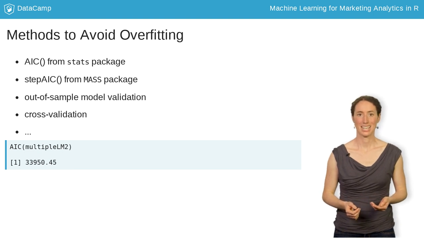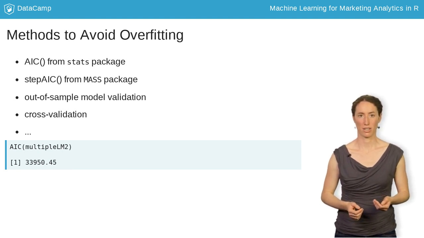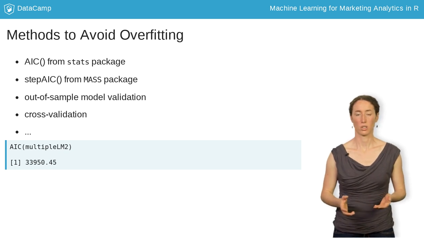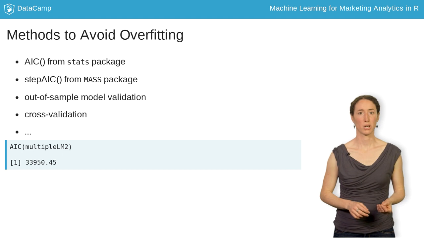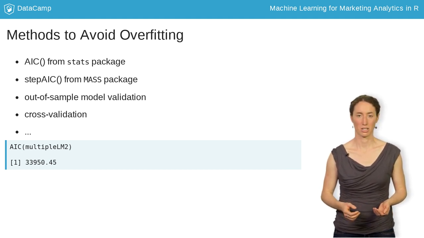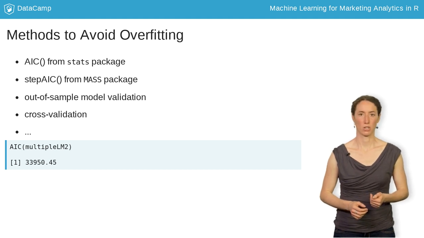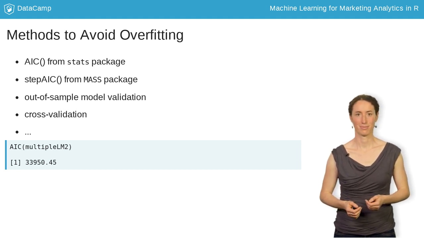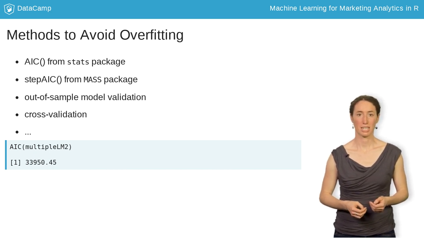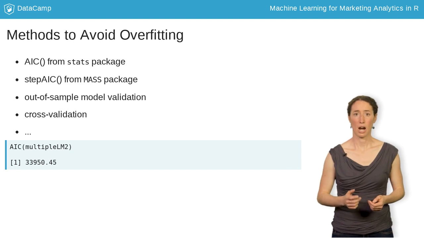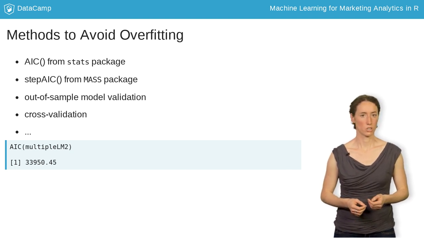Note that here, since I am not comparing models to each other, I cannot draw any conclusions from an AIC of 33,950.45. Automatic model selection can be done using stepAIC from the MASS package. More on that in the next chapter on logistic regression. Other methods to avoid overfitting, like out-of-sample model validation or cross-validation, are also explained in depth in the chapter on logistic regression.